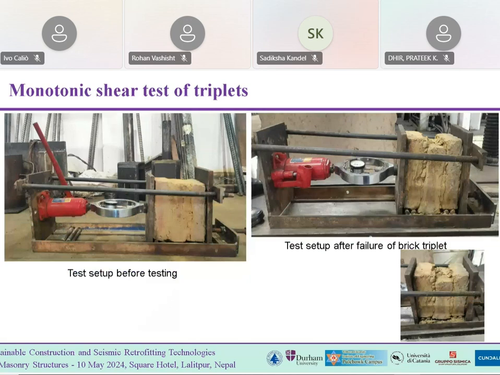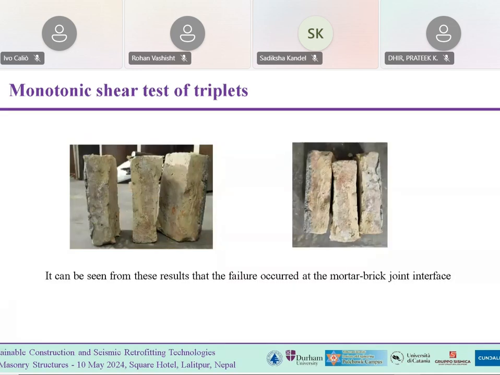So this is the test setup before testing and after testing. These are the samples after the testing. You can clearly see that the failure has occurred at the brick mortar joint interface. According to previous studies, in monotonic shear test of the triplets, there could be failure of the brick mortar joint, or failure by the crushing of the brick itself. It depends on the level of pre-compression. At lower levels, the brick mortar joint interface is going to fail, with slippage at the interface, whereas as you increase the pre-compression level, the bricks themselves could fail by crushing.